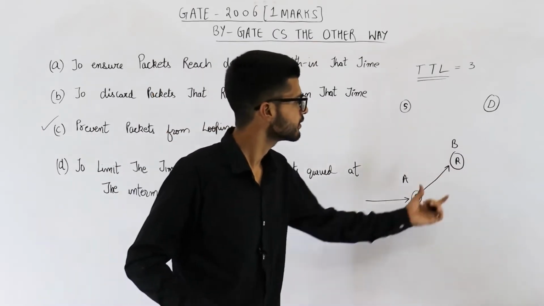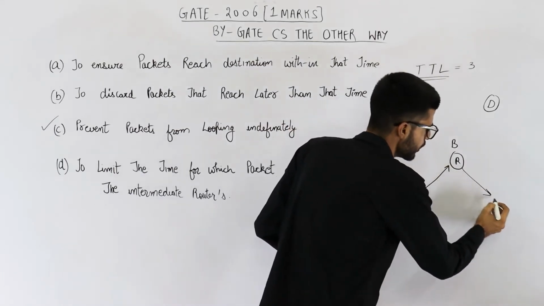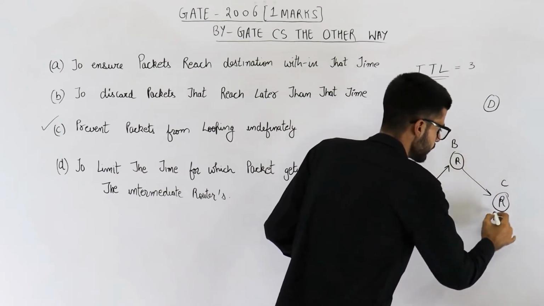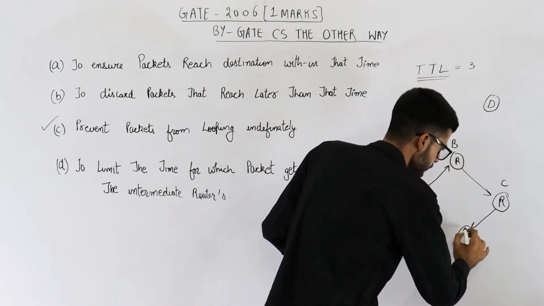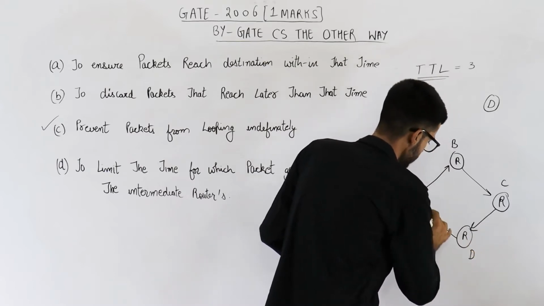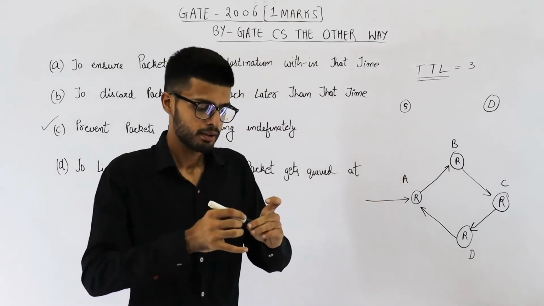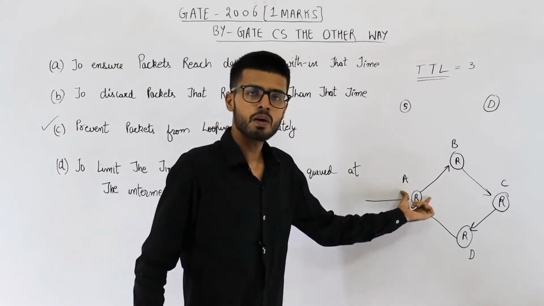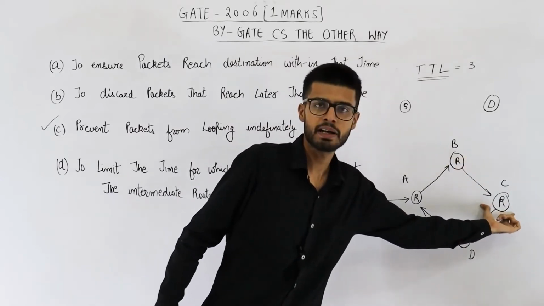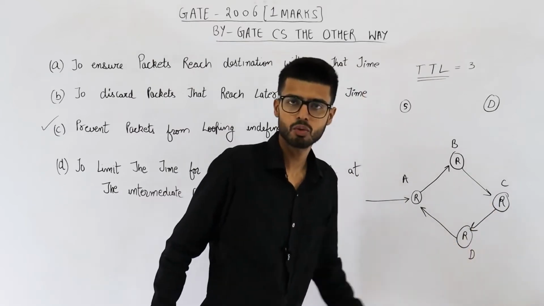Suppose a similar thing happens with router B also. B also does not know what to do. So B will forward it to its default router, which may be router C. Similarly, suppose router C's default router is router D. And again, router D's default router is router A. Now, this router did not know what to do. It has forwarded the packet here. Similarly, this one has forwarded the packet here. Suppose C also did not know what to do. It will forward the packet to D.